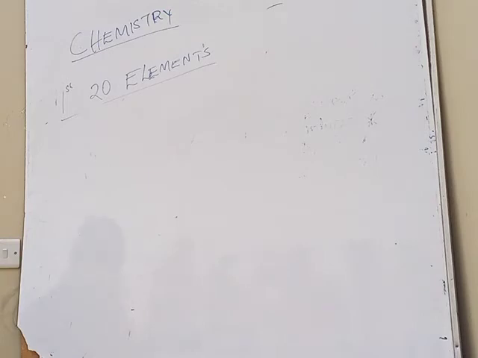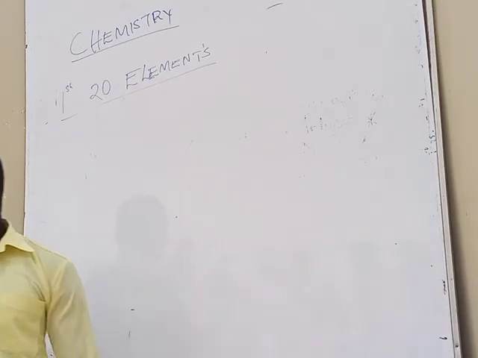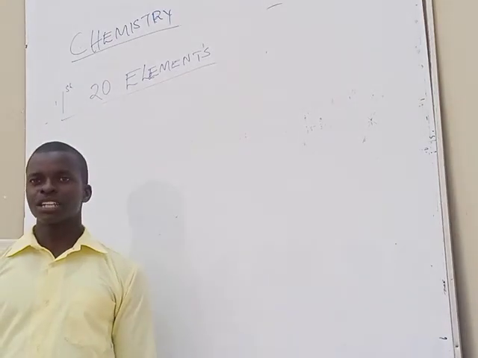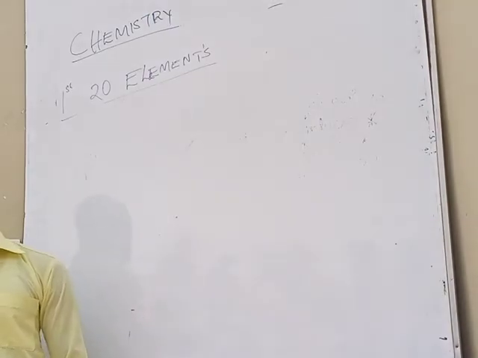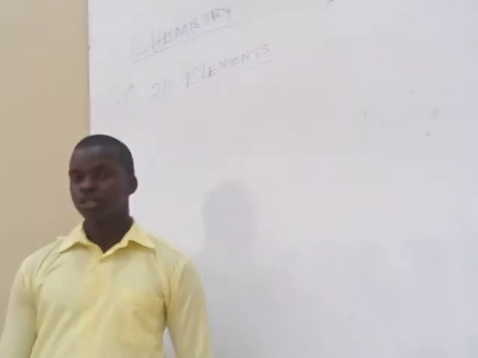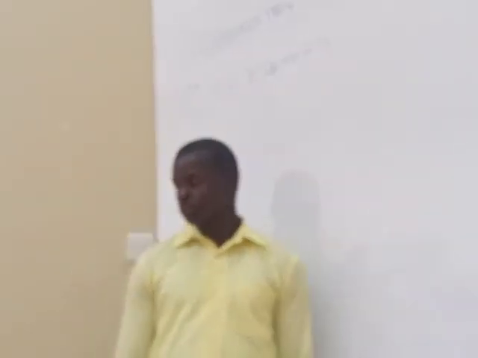Now, just a recap of what we have learned today. We started this topic, atomic structure and the periodic table, where we focused on the atomic structure, where we say that an atom is the smallest part of an element that can take part in a chemical reaction. Not any other reaction, but a chemical reaction. Then we say that we have subatomic particles. We say there are three: protons, electrons, and neutrons.